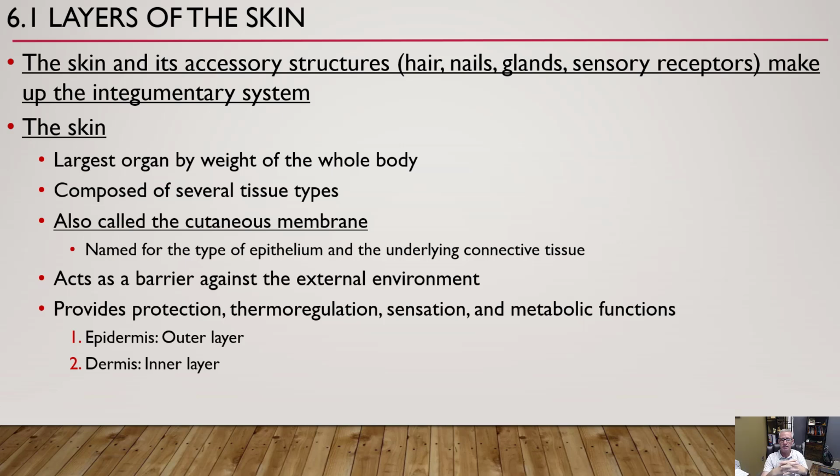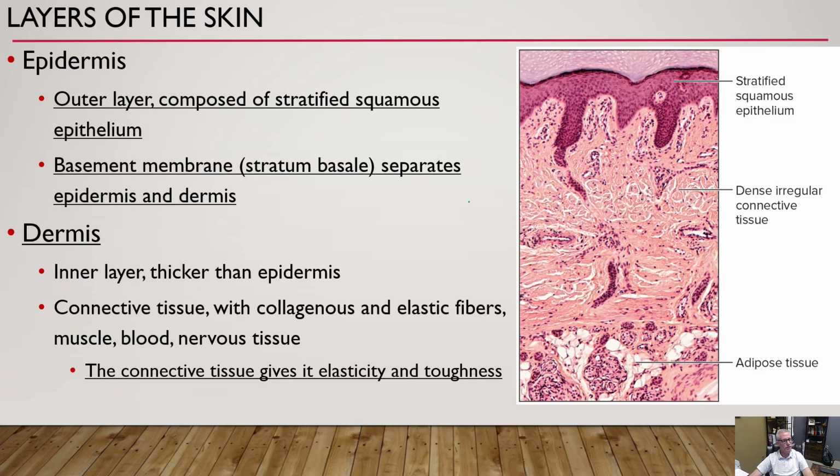We know that it acts as a barrier against the external environment, and that it provides protection, thermoregulation, sensation, some metabolic functions. We did see last chapter that there is an epidermis, which is the outer layer, and the dermis, which is the inner layer. The epidermis, that outer layer, remember, is stratified squamous epithelium: stratified, multiple layers; squamous, thin and flat cells. Remember, we name it for that top layer of cells, not the bottom layer of cells.